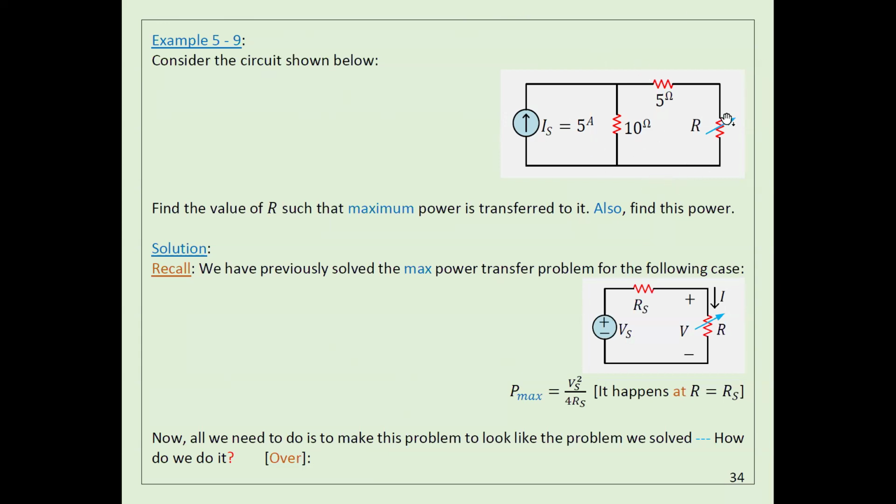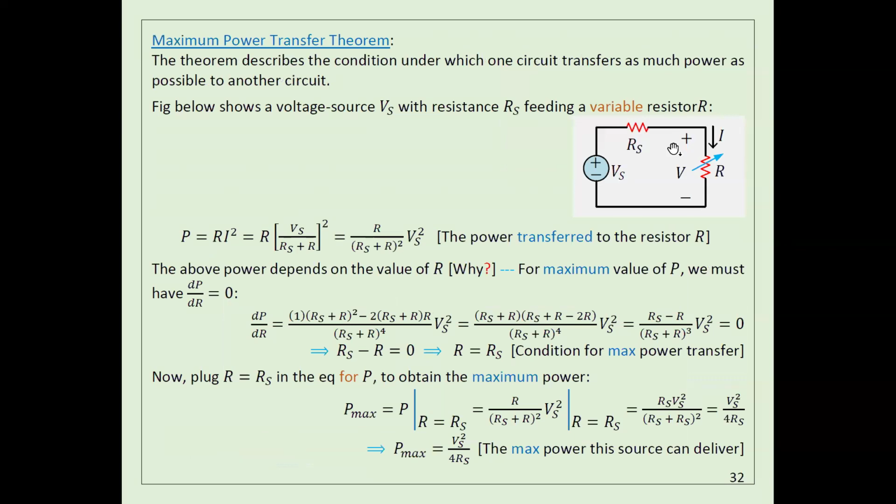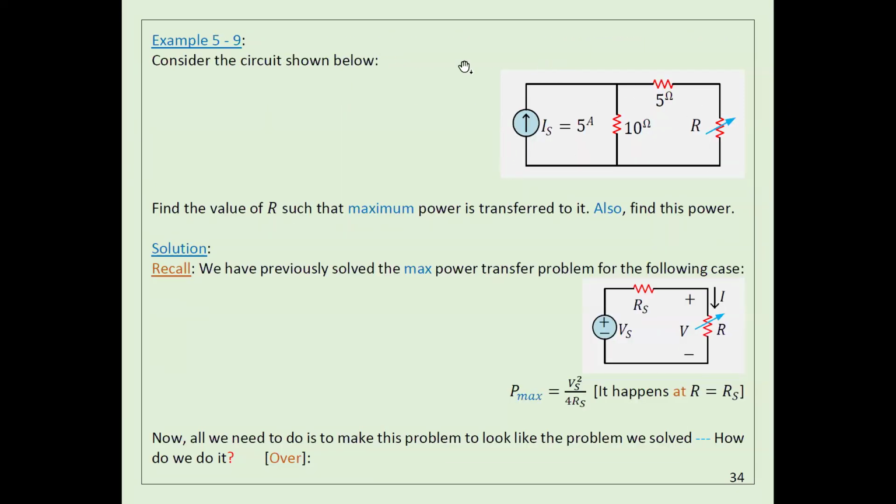Anyway, let's see what I did here. In this question I'm asking you, what is the value of R that gives the maximum power transfer? For sure, this circuit is different from this circuit, so I can't use this one directly. So you need to think how to make the circuit I have similar to this one. Thevenin is one of the solutions, but in this case maybe I have an easier solution. I have here a current source and a resistance.